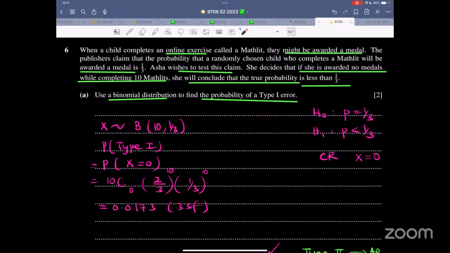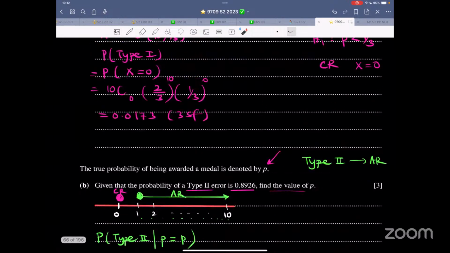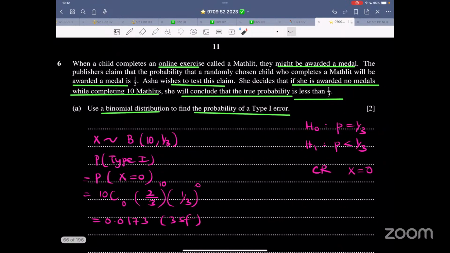Now, this last statement, I want you to read it again because such a statement defines the critical region. Got the idea? Read it once more. Asha wishes to test the claim, and then she says what? She decides that if she is awarded no medals while completing 10 quizzes, she will conclude that the true probability is less than 1/3. That means this statement is for the critical region.